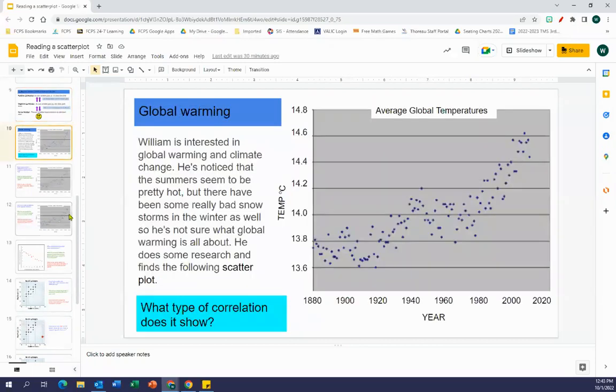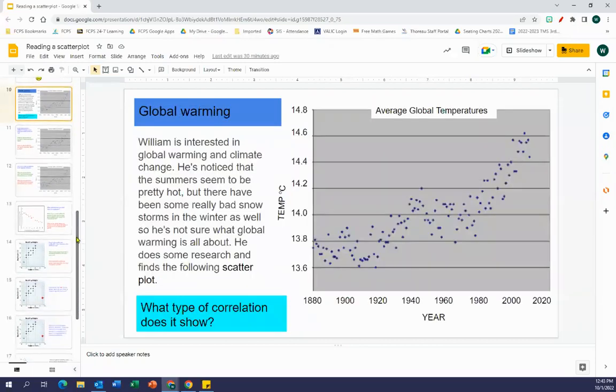Let's take a look at this graph. So this is a graph about global warming. William was interested in global warming and climate change, and he noticed that the summers seem to have been pretty hot, but there's also been some really bad snowstorms in the winter as well. So he's not really sure what's going on with global warming. He did a little research. So look at this scatter plot that he created.